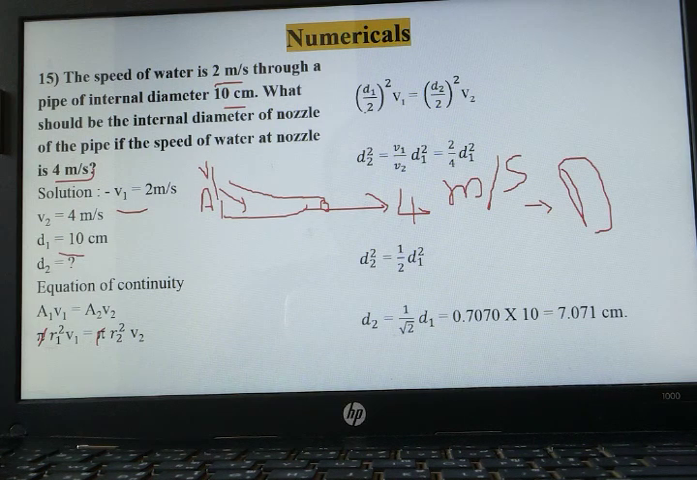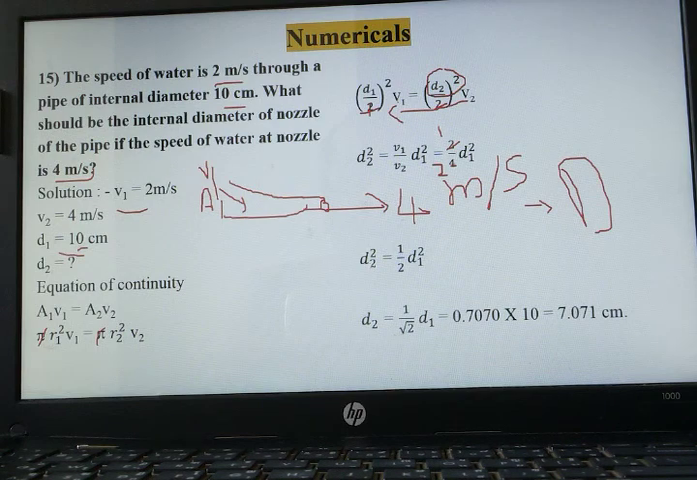Now this 2 and this 2 will get cancelled. In the denominator it becomes 4 in both the terms, so we can cancel out. We have to find out d2, so we take this term to the denominator and get V1 upon V2 d1². The value of V1 is 2, the value of V2 is 4, so 2 upon 4 d1². The value of d1 we also know, that is 10. Cancelling 2 upon 4, we get 1 upon 2.